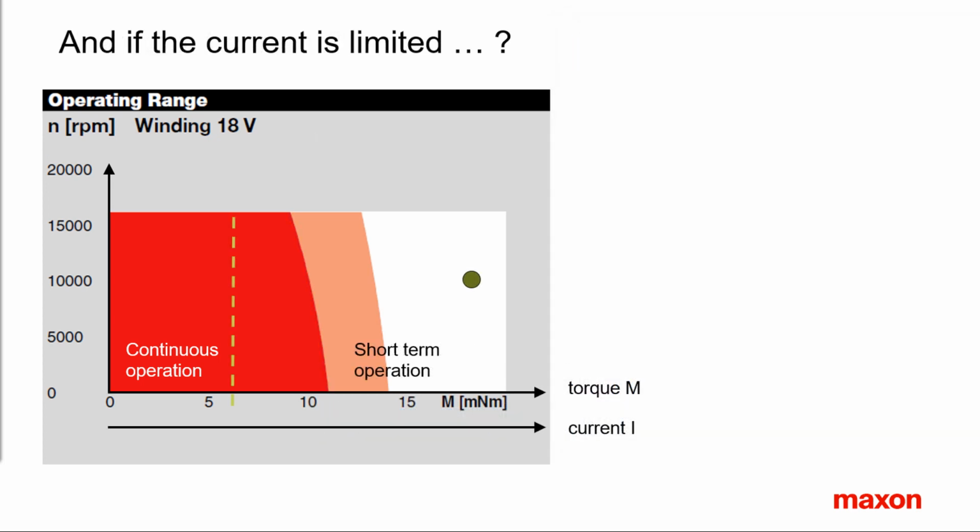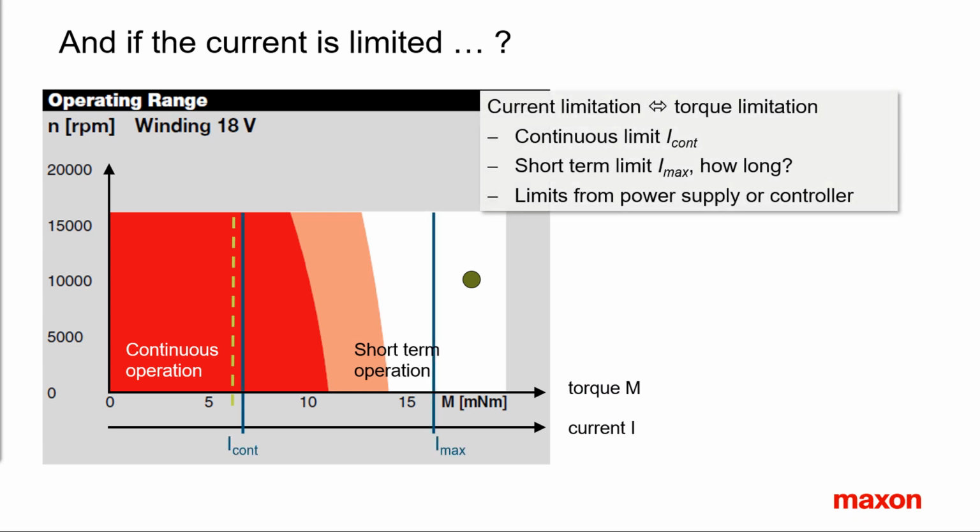Power supply and/or controller typically impose continuous and maximum current limitations. Since current equals torque, this results in torque limitations. As a consequence, the continuous and short-term operating ranges might be restricted. Load operation points that could easily be handled by the motor might not be achievable anymore due to the lack of sufficient current.